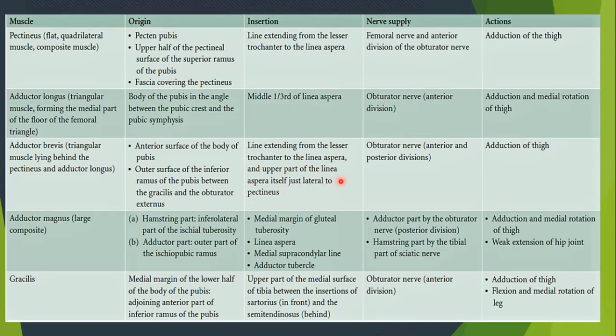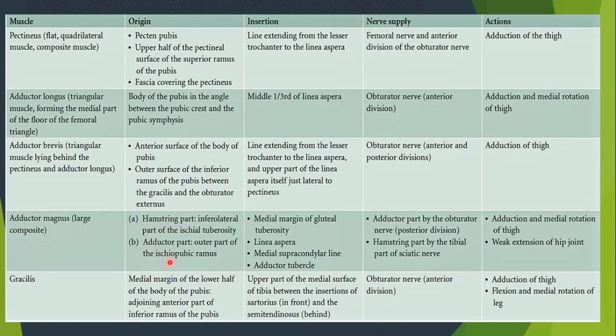It is innervated by either division of the obturator nerve. If not innervated by the anterior division, the posterior division will do so; if not by the posterior, the anterior will do so. It adducts the thigh. Adductor magnus is a composite muscle and a large muscle, with two components, the hamstring and the adductor component.